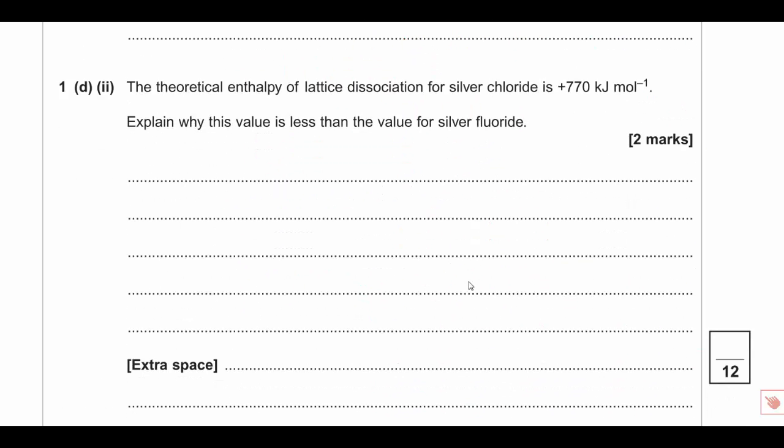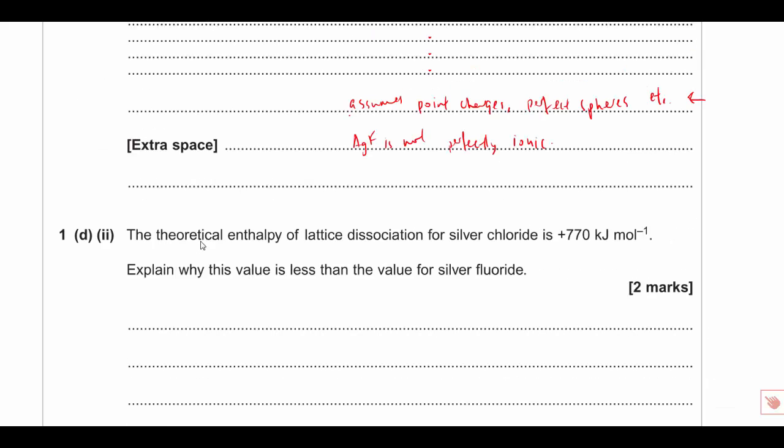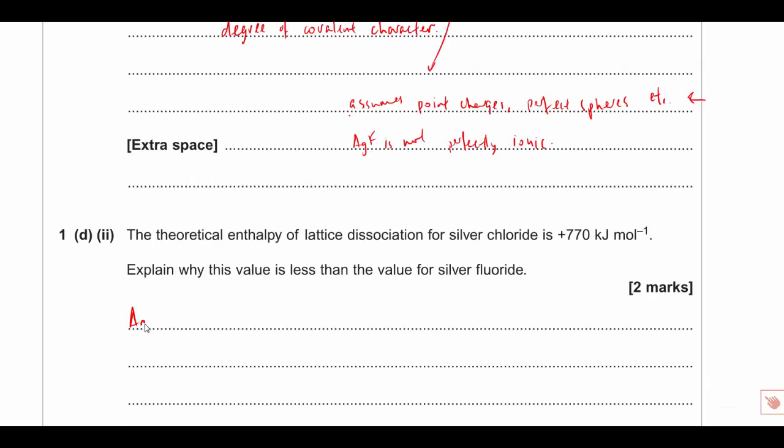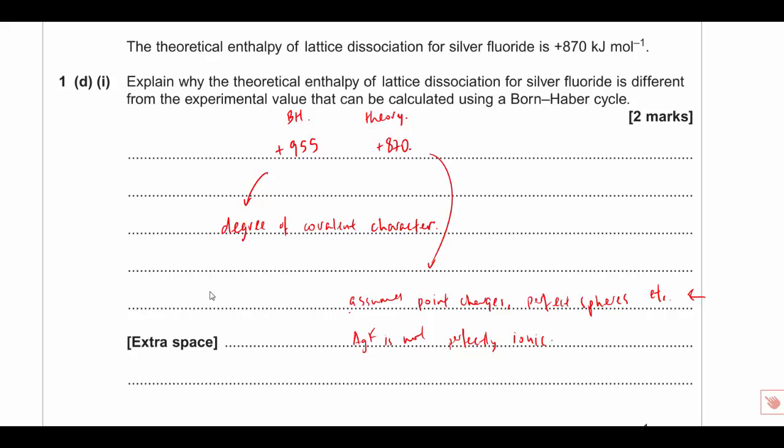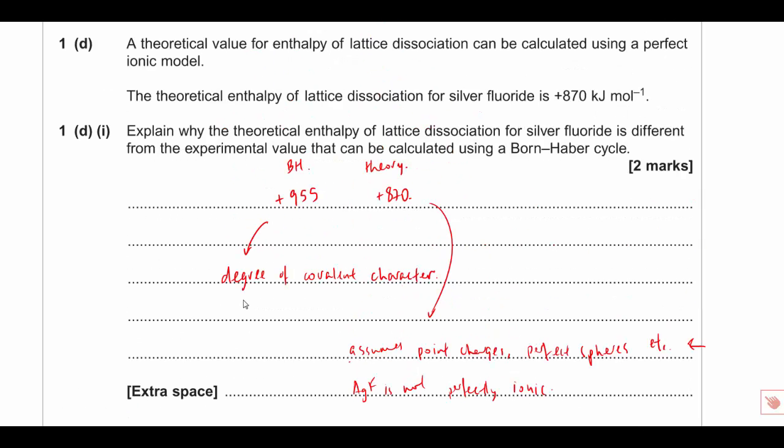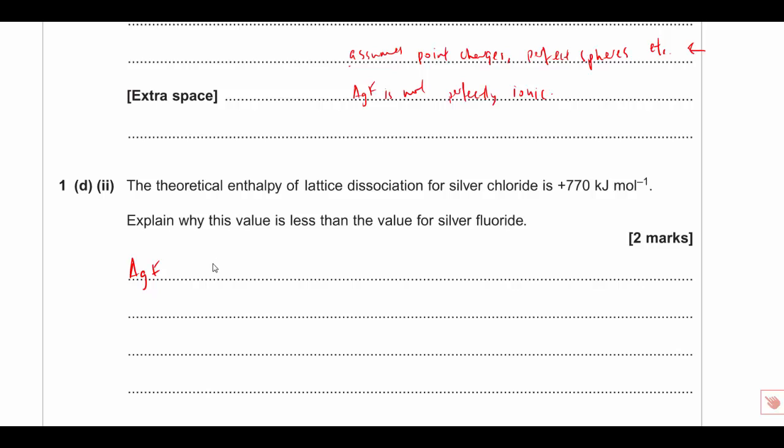Going down to 1D part 2, the theoretical enthalpy of lattice dissociation for silver chloride is 770 kilojoules per mole. Explain why this value is less than the value for silver fluoride. So silver fluoride, just write these values down so I can keep them there. That was plus 870. Silver chloride was plus 770. Now our lattice dissociation is the energy when we're breaking apart this here. So it's going to be, say, AgCl to Ag+ and Cl- if we're dealing with the second one here.